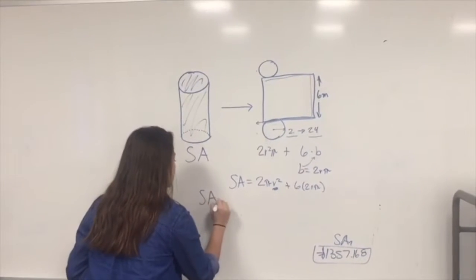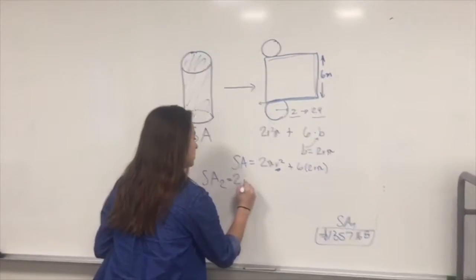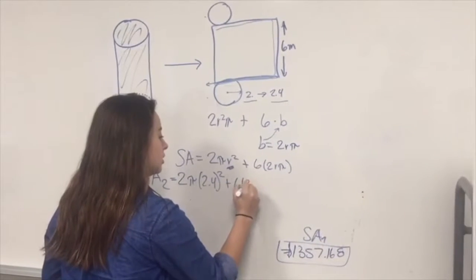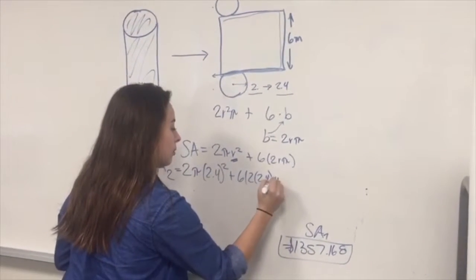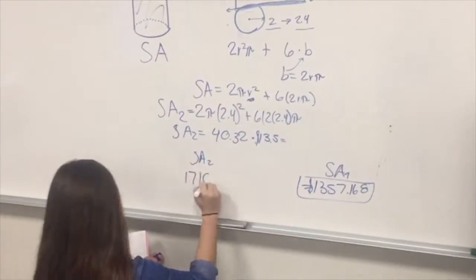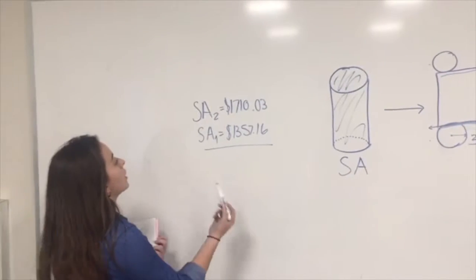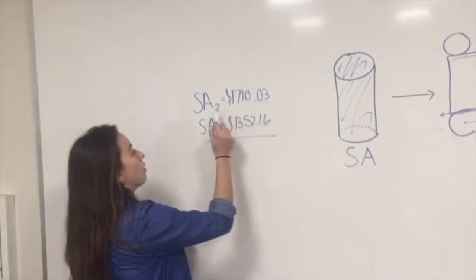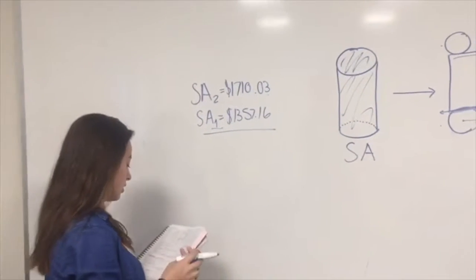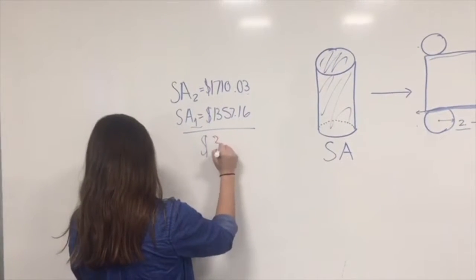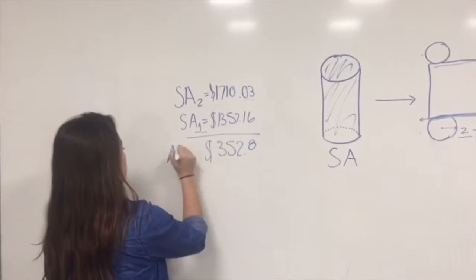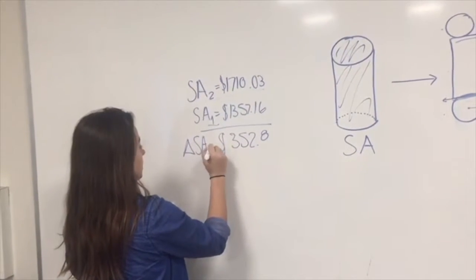Then we're going to do the exact same procedure, but instead of putting the radius as 2, we're going to replace it with 2.4. And as we solve it, we also multiply it by $13.5, and that will give us our final cost of cylinder number 2. Okay, so we're going to subtract the price of the first cylinder from the second, so we get the real change of the cost. That will equal $352.8. This is the real change of the painting.